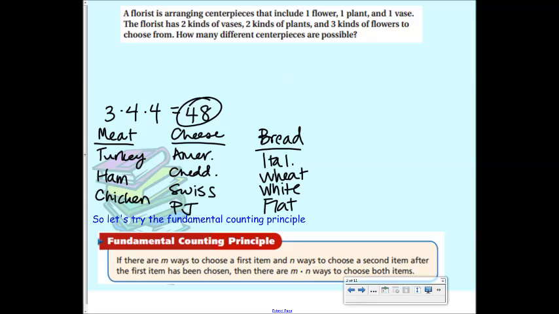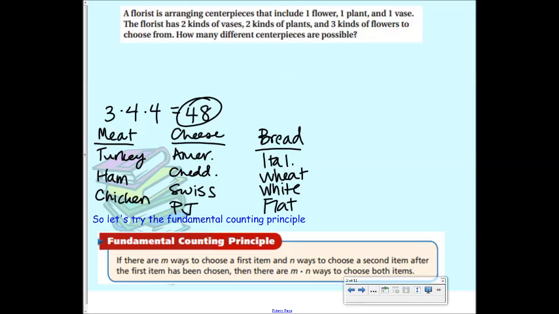Okay, so take a look at this problem. A florist is arranging centerpieces that include 1 flower, 1 plant, and 1 vase. She has a choice between 2 vases, 2 kinds of plants, and 3 kinds of flowers to choose from. How many different centerpiece combinations are possible?